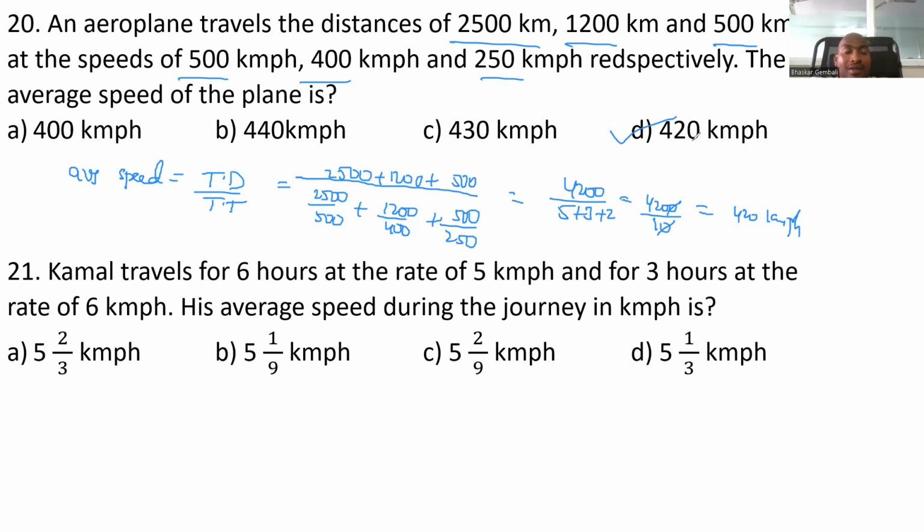Next. Kamal travels for 6 hours at the rate of 5 km/h and 3 hours at the rate of 6 km/h. His average speed during the journey is.